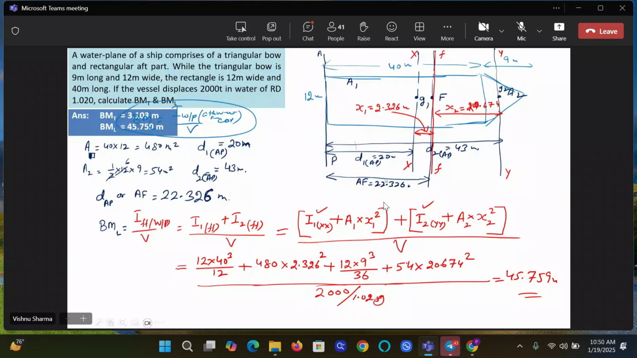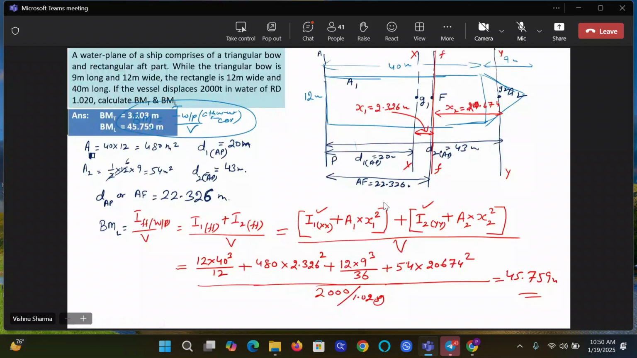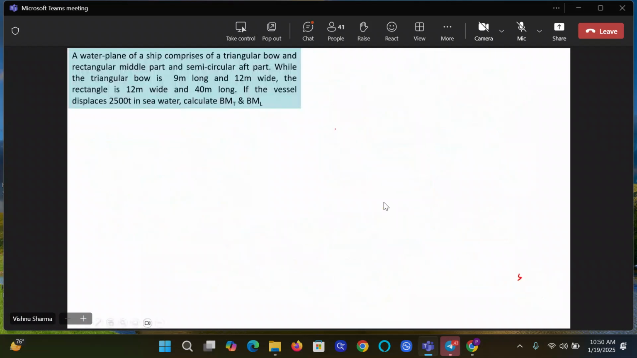Okay, guys, then the next question, I'll leave it to you for homework. What I have done is, I have added a semicircle here in the next question. Let me just tell you what I have added. I have added a semicircle here. So here is the question and the answer.